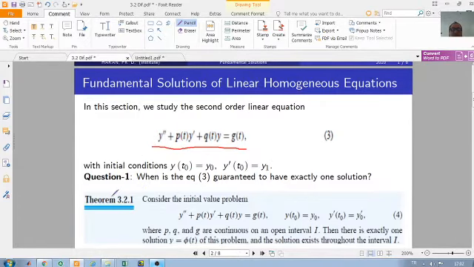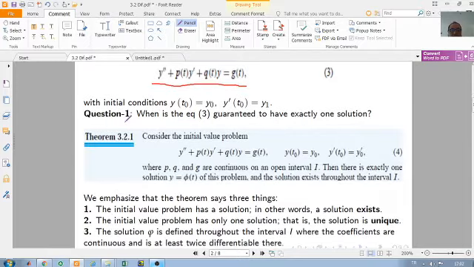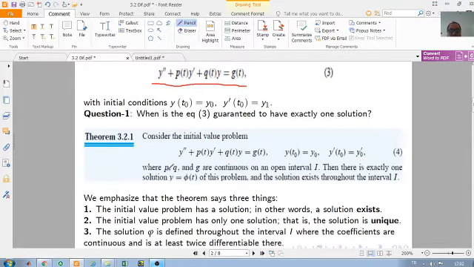Question one is: in which condition do we have exactly one solution for this differential equation? What is the condition to say that we have exactly one solution of the second order linear differential equation? This is answered by the theorem written here. Consider the initial value problem, namely the second order linear differential equation with the initial conditions written here, where P, Q, and G are continuous on an open interval I.